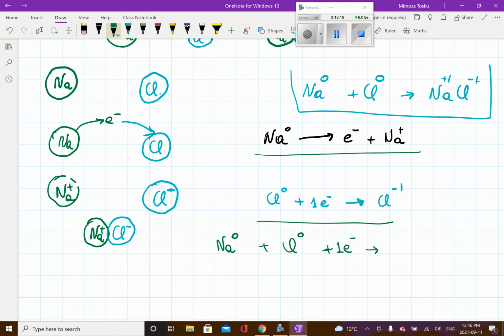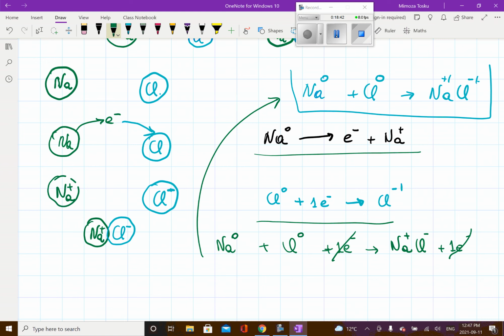And then on the product side, we will have one sodium ion that is positively charged, and one chlorine ion and one electron. But since we have one electron in the reactant and one electron in the product, we will have the reaction that we see here.